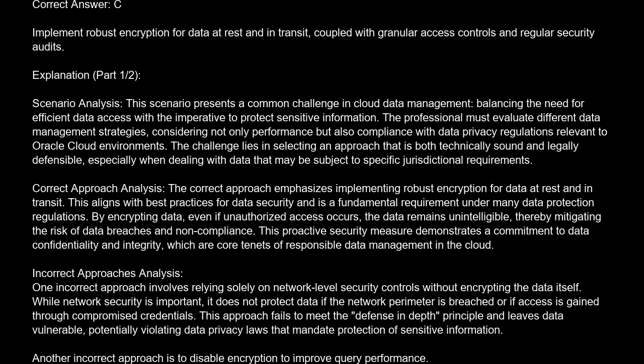Incorrect approaches analysis. One incorrect approach involves relying solely on network-level security controls without encrypting the data itself. While network security is important, it does not protect data if the network perimeter is breached or if access is gained through compromised credentials. This approach fails to meet the defense-in-depth principle and leaves data vulnerable, potentially violating data privacy laws that mandate protection of sensitive information.